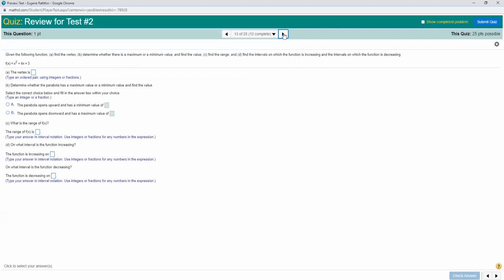All right, so let's see. I'm going to find a lot on this one. So f of x equals x squared plus 4x plus 3. They want me to find a vertex, min or max value, the range, intervals of increasing and decreasing. Alrighty, so let's go find this vertex.